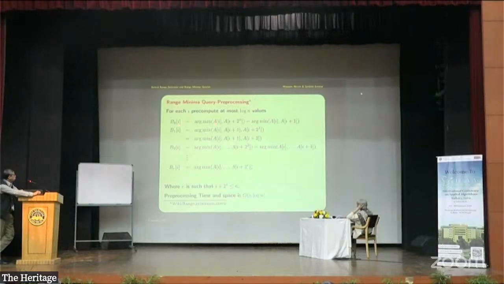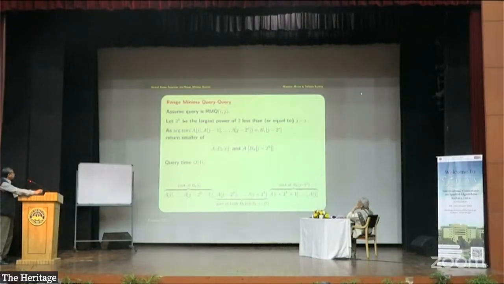B_0[i] stores the minimum from a_i to a_(i+2^0). B_2[i] stores from a_i to a_(i+2 squared), and B_r[i] stores from a_i to a_(i+2^r minus 1). Here the assumption is that i plus 2^r should be less than n. So pre-processing time taken is at most n log n, and space is also at most n log n, because for each value of i I am storing log n numbers, and computing each of these numbers will take constant time.